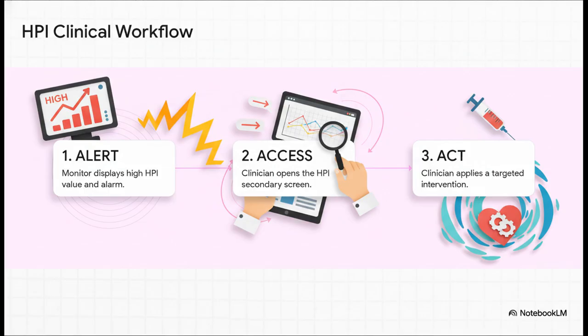This alert is designed to trigger a beautifully simple and powerful clinical workflow. Alert, access, act. The monitor gives you the alert with that high HPI number. Your job is to then access the secondary HPI screen, which is designed to help you figure out the root cause. And then, based on that information, you can act with a targeted intervention that's based on the patient's actual physiology.